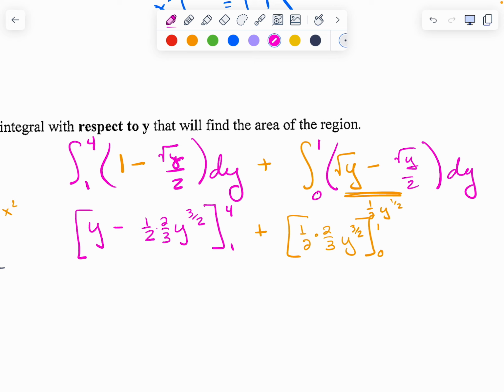Okay, so let's evaluate this. We end up with 4 minus, all that's 1. So 4 minus, square root of 4 is 2, 2 to the 3rd is 8. We end up with 8/3. Minus, plug in 1. 1 minus 1/3. Plus, orange 1. It's 2/2 cancels. We plug in 1. We end up with 1/3.